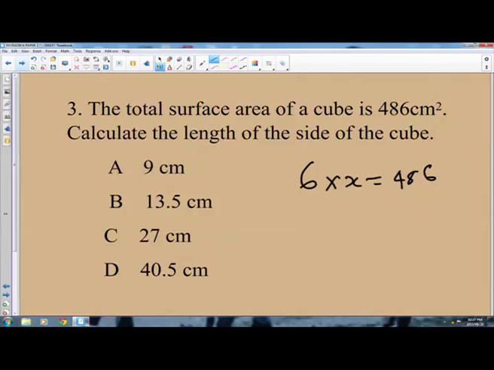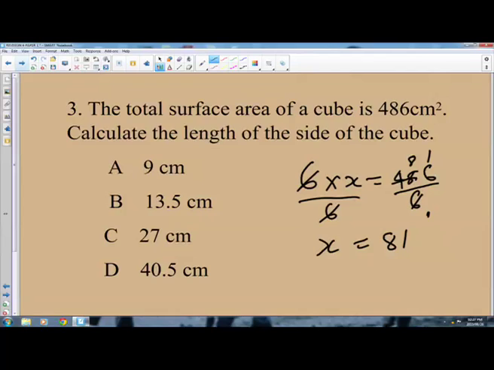So it's 6 times x, giving us 486. And then we can divide both sides by 6. 6 into 6 is 1, so this side will remain with x. It equals, 6 into 48 is 8, and then 6 into 6 is 1, meaning x equals 81. The x here represents the area of an individual face. Remember, there are 6 faces, so we are saying the area of each face is 81.